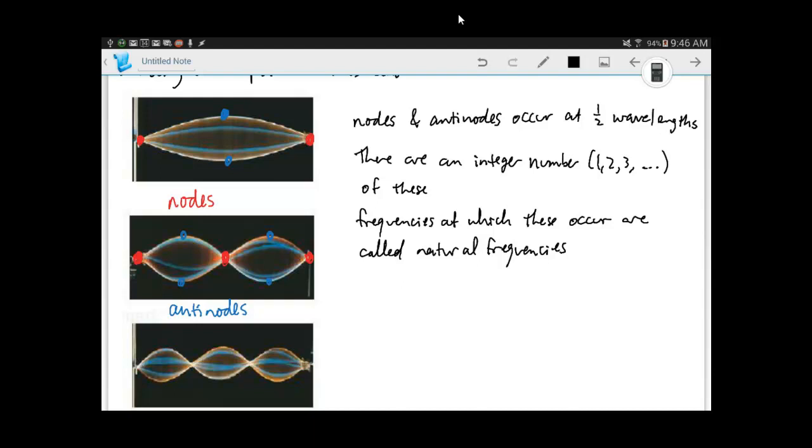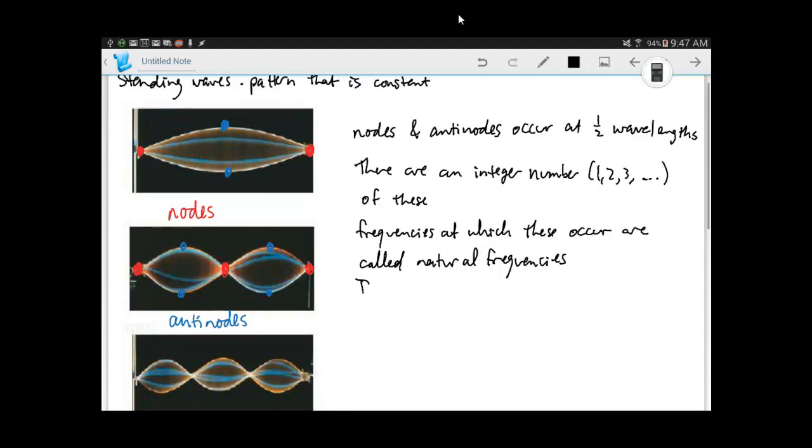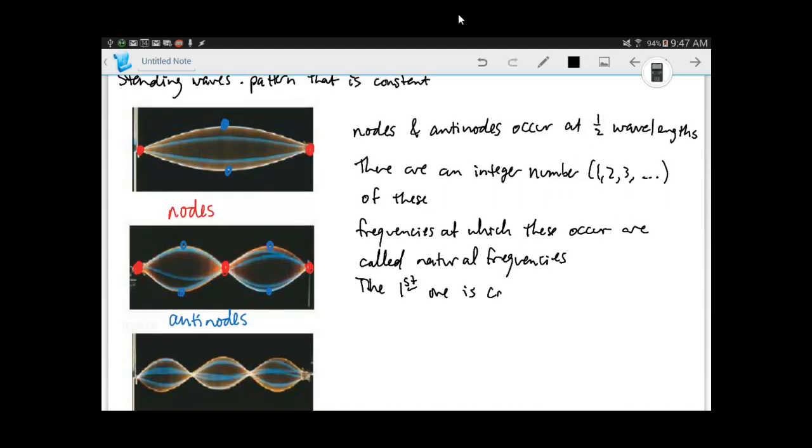Now, these natural frequencies, there can be more than one. So like here you see that there's a frequency that causes it to have one loop, and then a different frequency has two loops, and a different frequency has three loops, so on and so forth. The first one is called the fundamental frequency, or first harmonic. So it's a frequency that causes this one single loop in the standing wave.